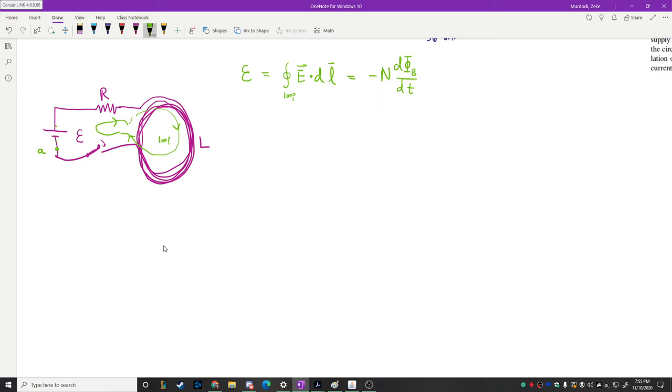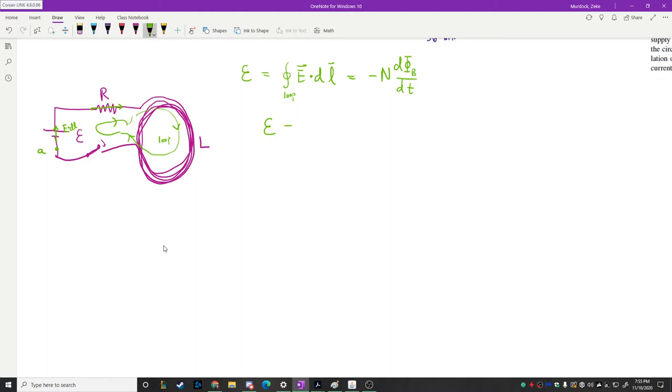Within this system right here, there's going to be some electric field that points this way. And when we do E dot dl right here, I'm saying we're going to get E. So the first term we're going to get here is going to be E. And then we get to this point right here, and we're going in this direction here.